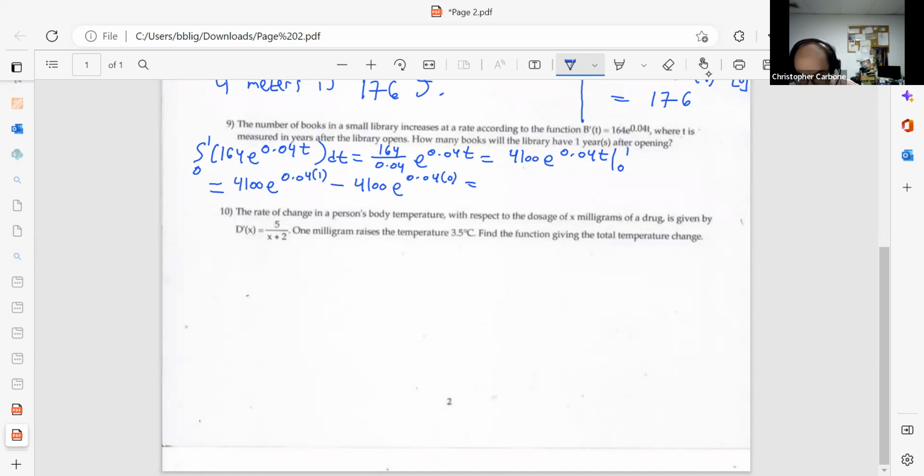And that gives us, rounded to a whole number, 167, since again, we can't really have a fractional amount of a book. So after 1 year of opening, the library will have 167 books.